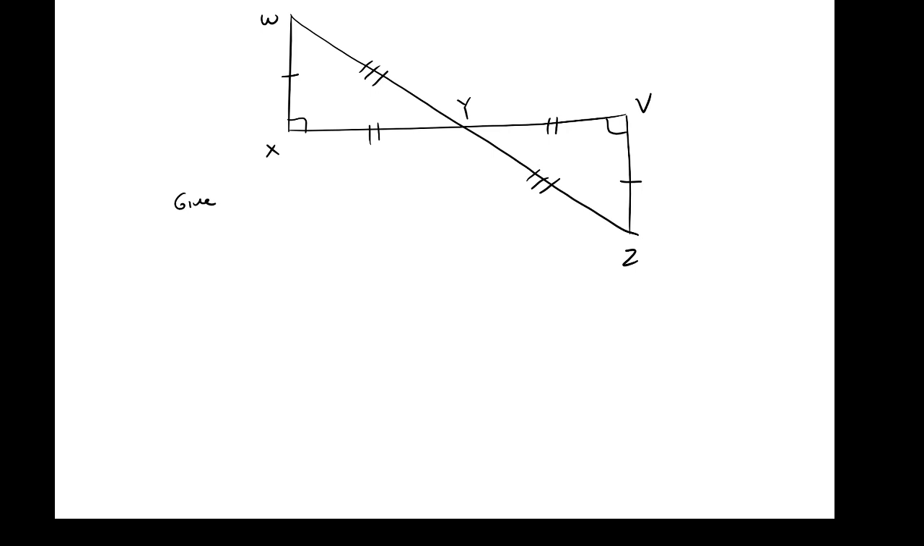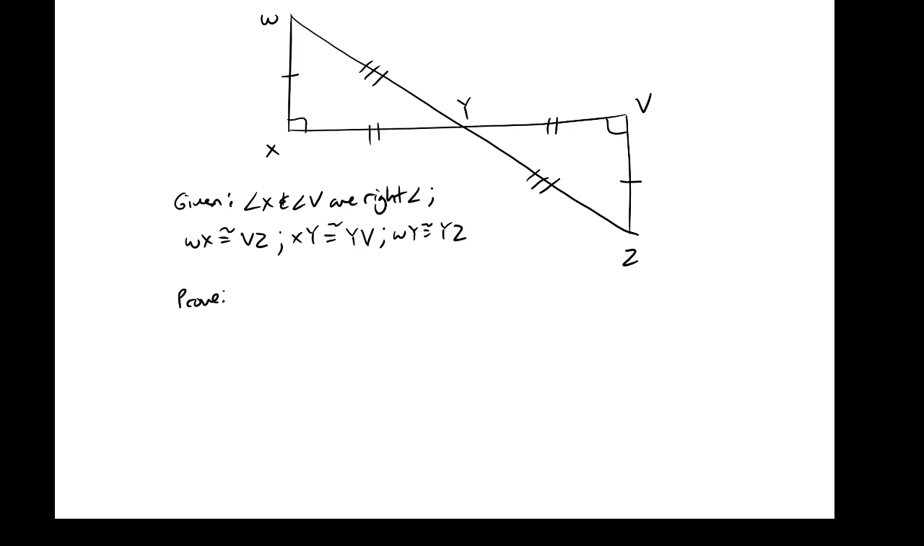First of all, we've been given a lot of information, okay? We've been given that angle X and angle V are right angles. Moreover, we've been given a bunch of congruent segments, right? WX congruent to VZ. We have XY that was congruent to YV. And last but not least, we're given that WY is congruent to YZ. And here's what we're going to prove. We're going to prove these triangles are congruent, okay?